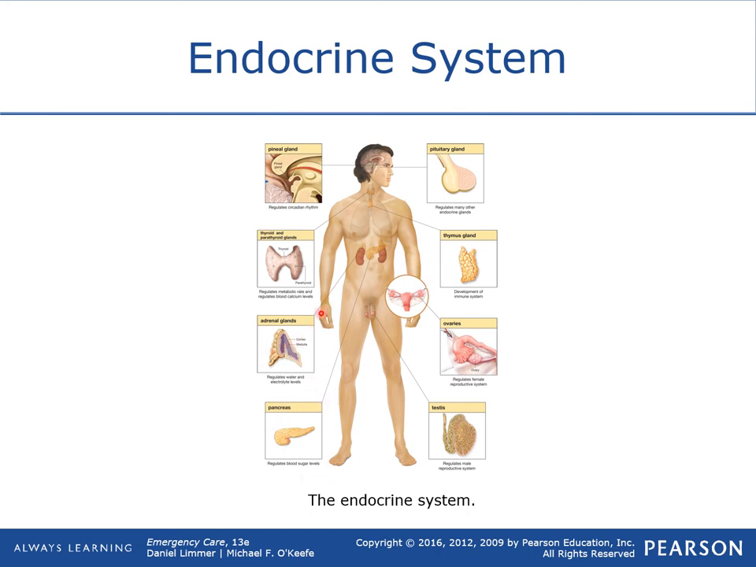Then moving up, you have your adrenal glands, which actually sit on top of your kidneys. Your adrenal glands regulate water and electrolyte levels. So they'll excrete epinephrine or norepinephrine in your body, which helps activate your sympathetic nervous system.